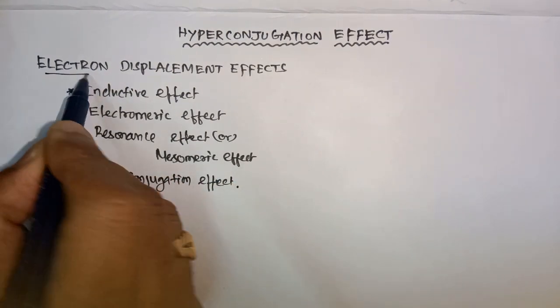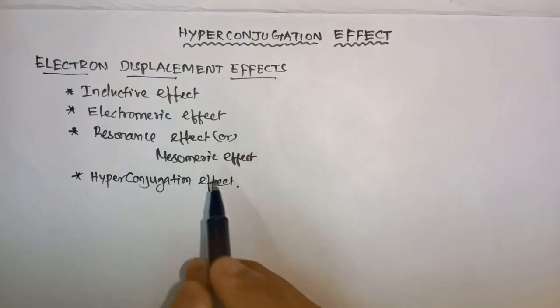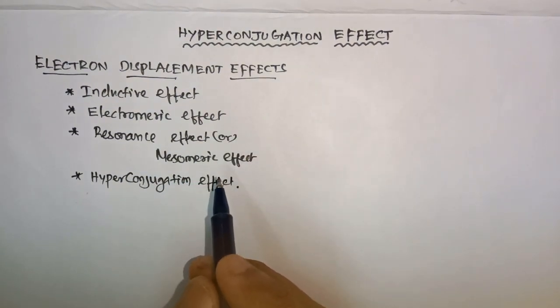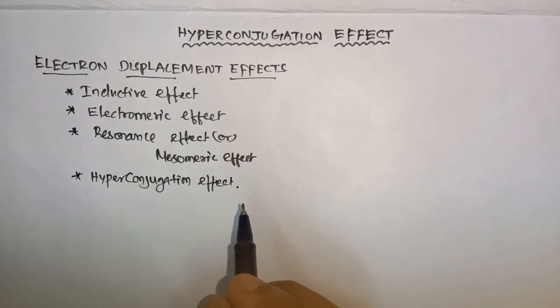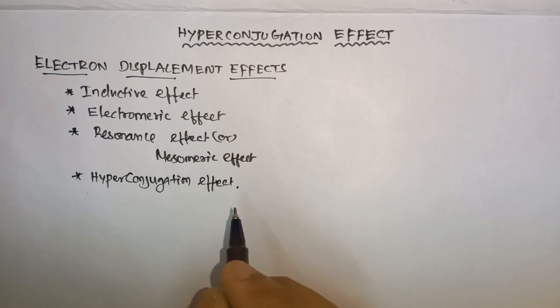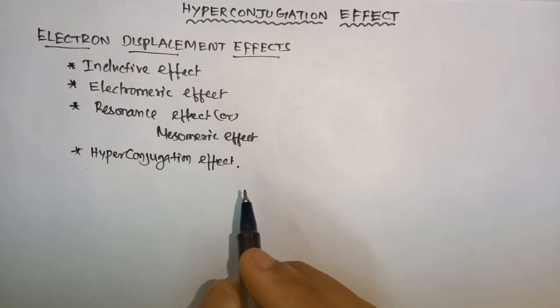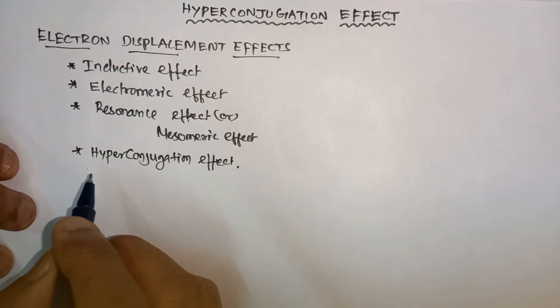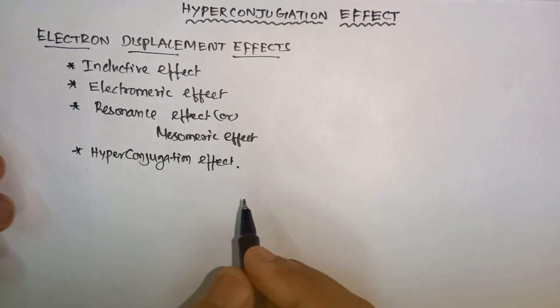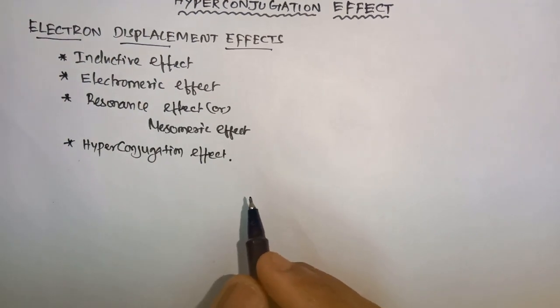Generally, what is called the electron displacement effect, you all know. In this, the electrons in a molecule are moving within the molecule. That is called the electron displacement effect. Now we see the hyperconjugation effect. What is called the hyperconjugation effect?